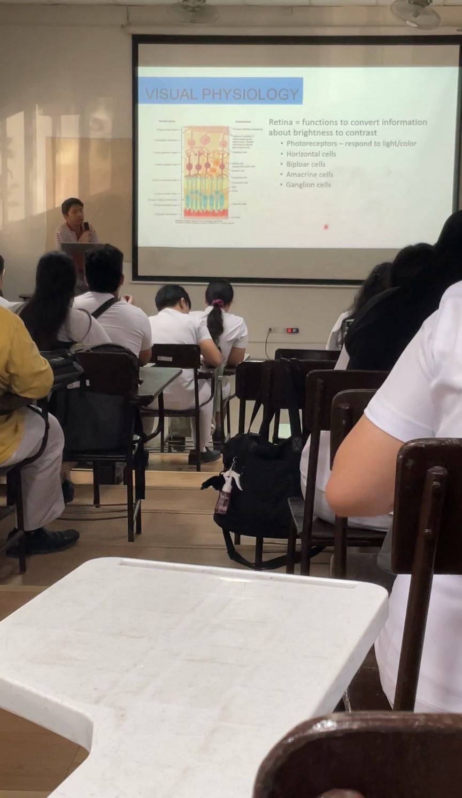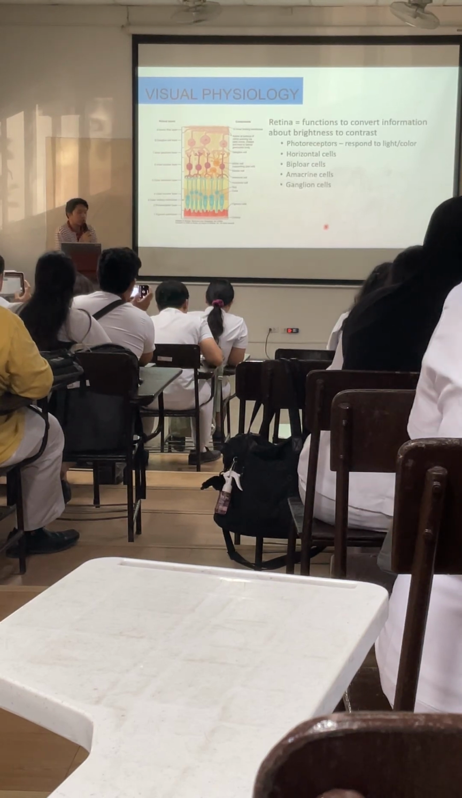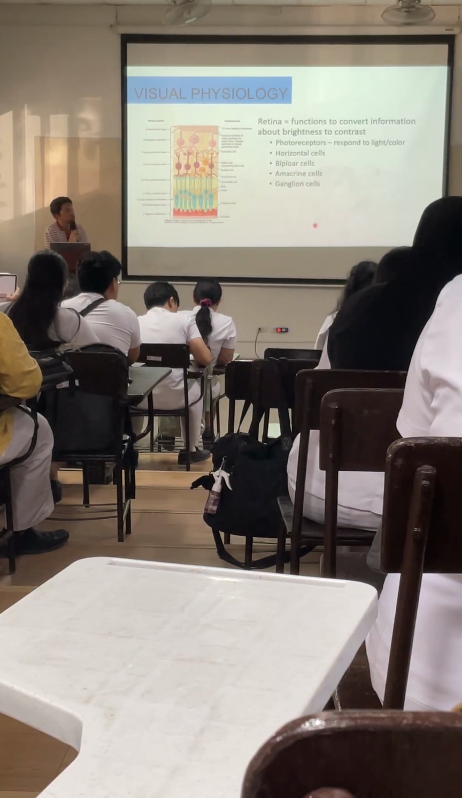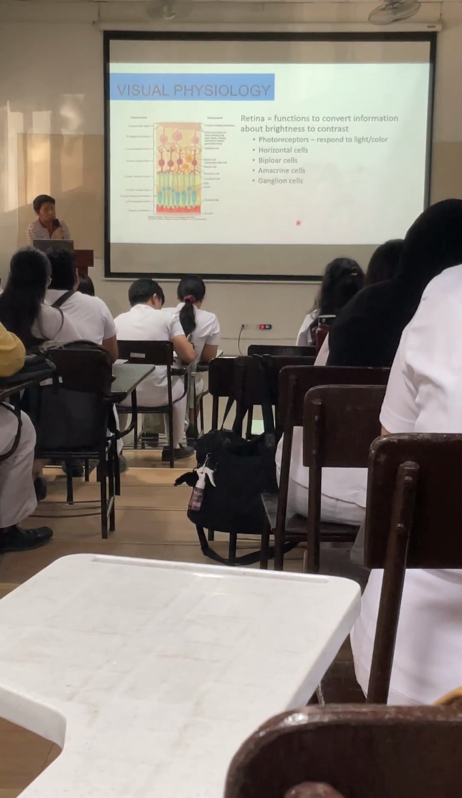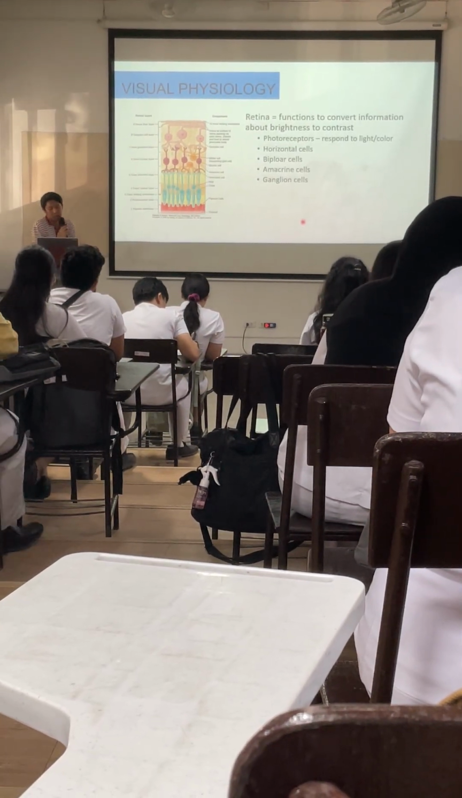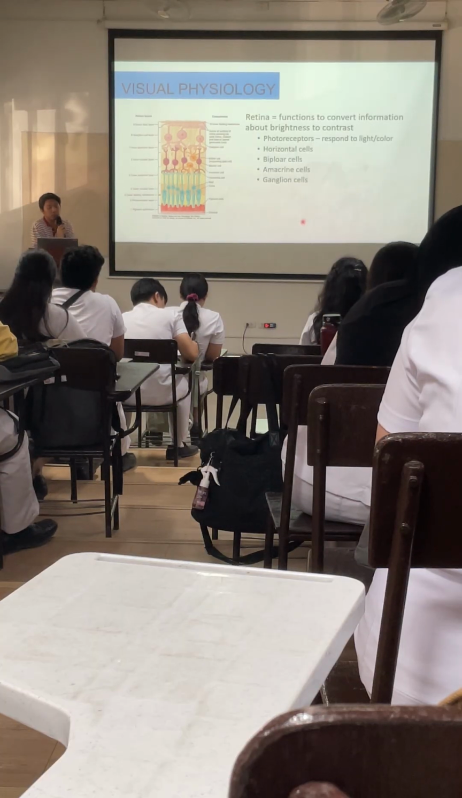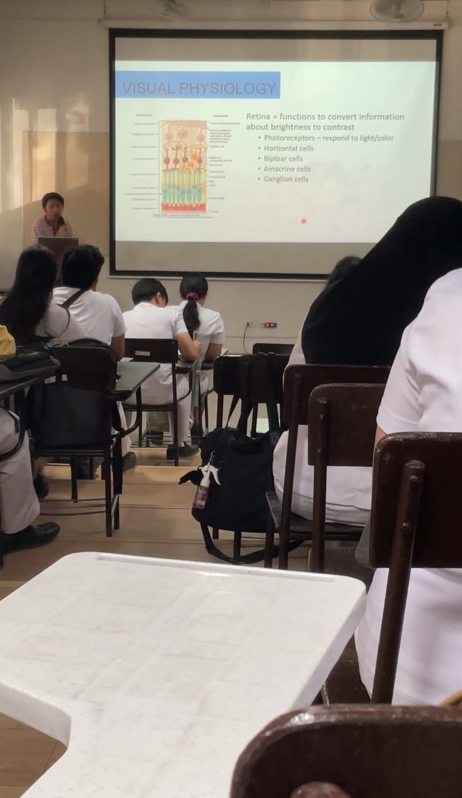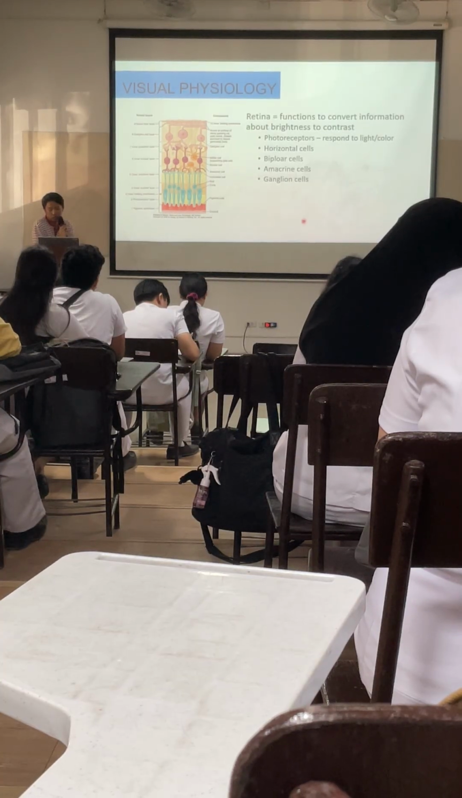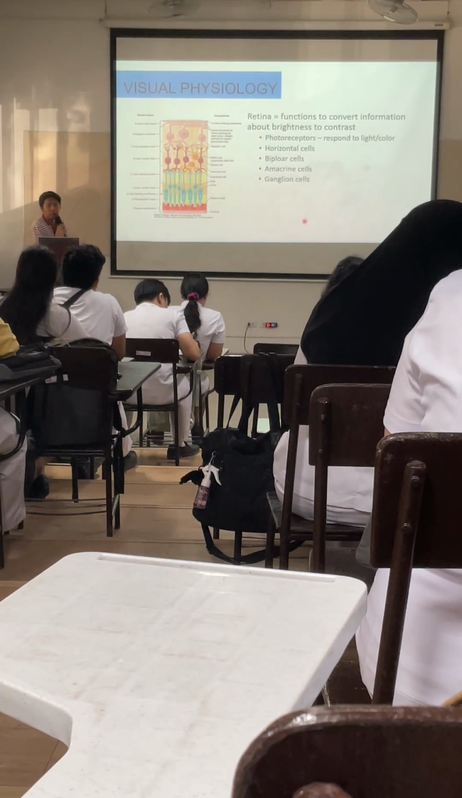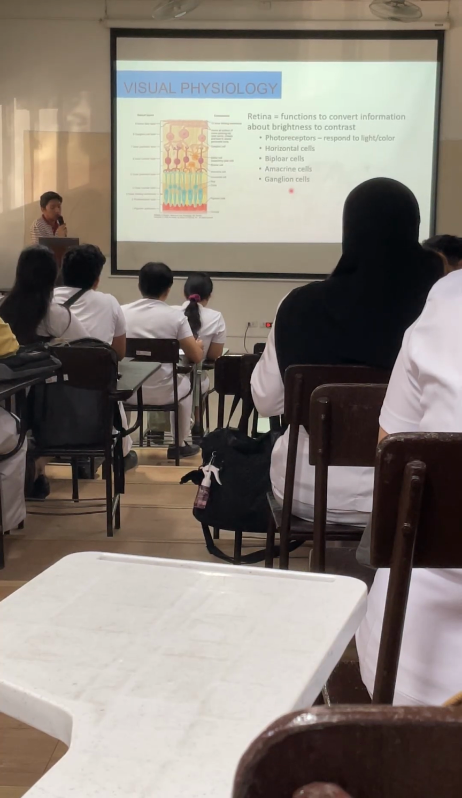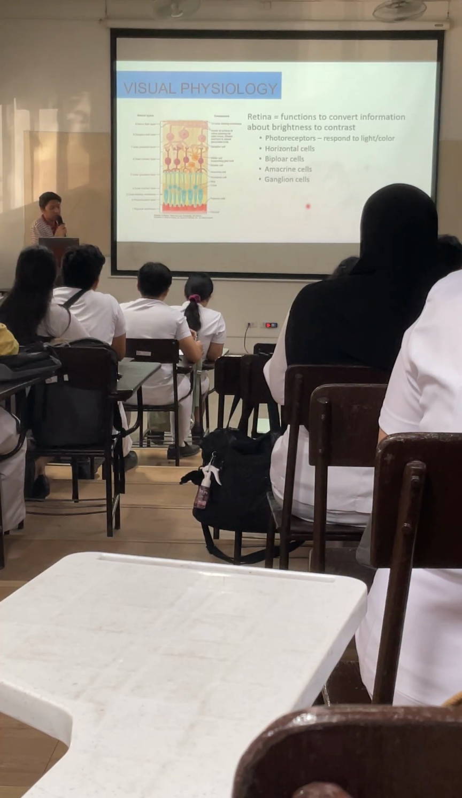Okay, so I'm not going to ask you to memorize this, but I'm just going to show you how it functions. So the retina, as mentioned earlier, is a neurosensory structure. So it functions to convert information from brightness to contrast with the following cells that are important. So number one, you have your photoreceptor cells, horizontal cells, bipolar cells, amacrine cells, and ganglion cells.